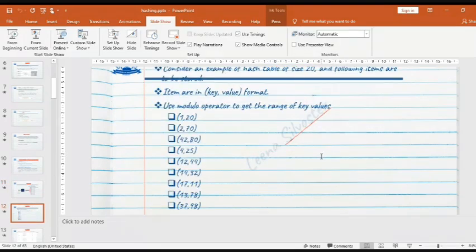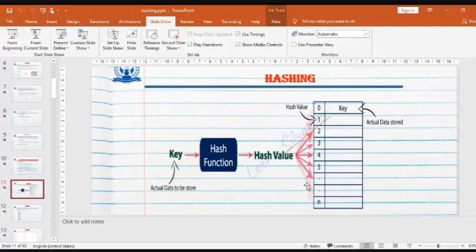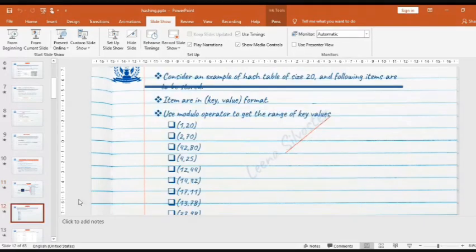For example, consider a hash table of size 20. We are assuming that this is our hash table, so the size of this hash table, n, is 20. And we are assuming that the items are in key-value format, where the first one is the key and the next one is the value. So here 1 is the key, 20 is the value.